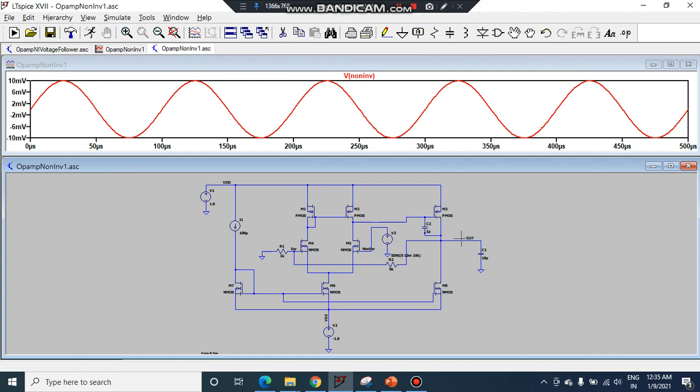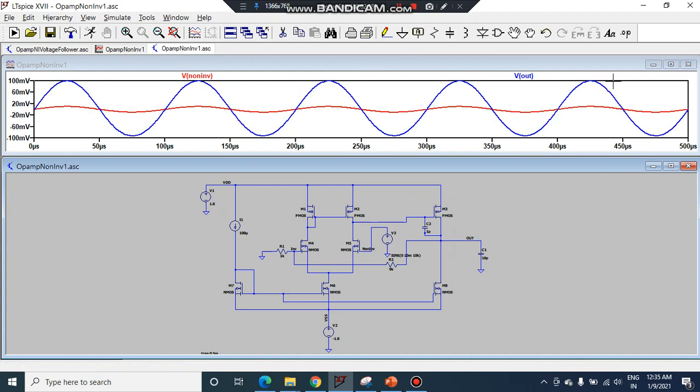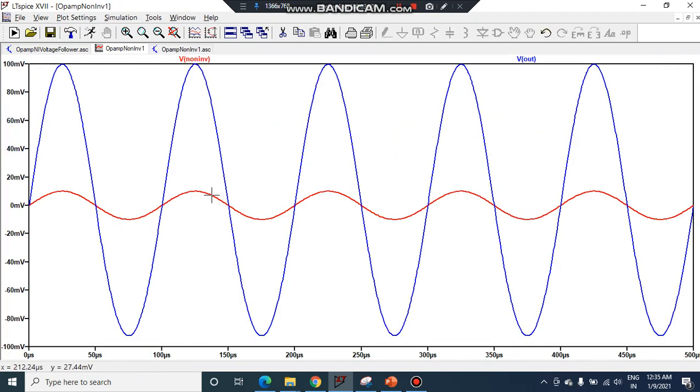And now the output signal. So the output is from 100 millivolt to nearly minus 100 millivolt. Therefore, the gain is 10 here, as verified theoretically. Also, the output is in phase with input. Hence, the configuration of the amplifier is non-inverting. We are not having any 180 degree out of phase here. So this is transient analysis of op-amp.